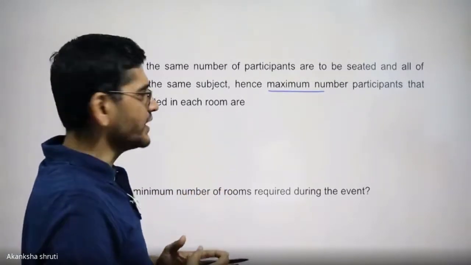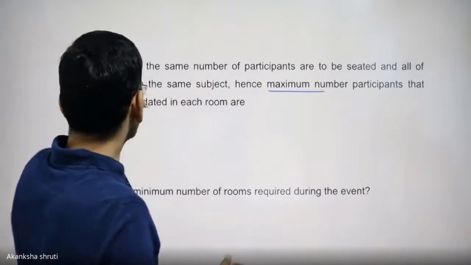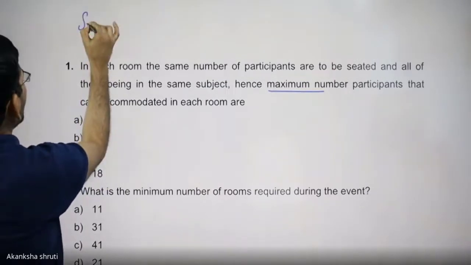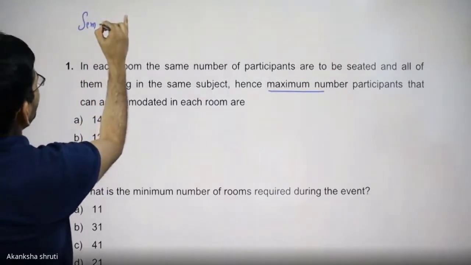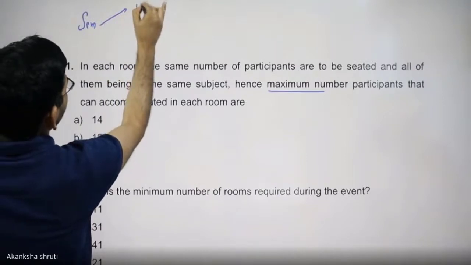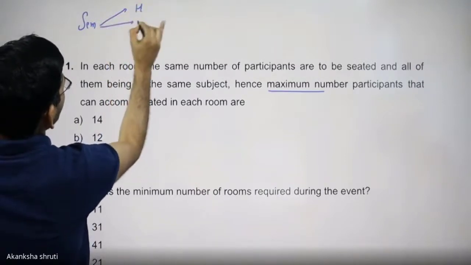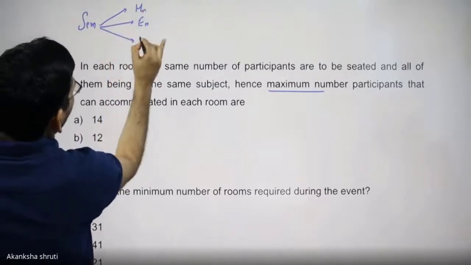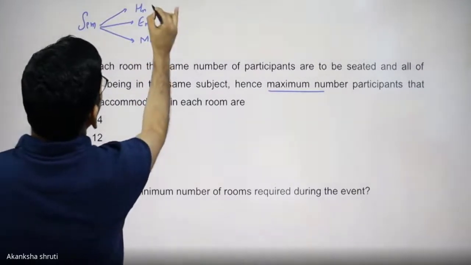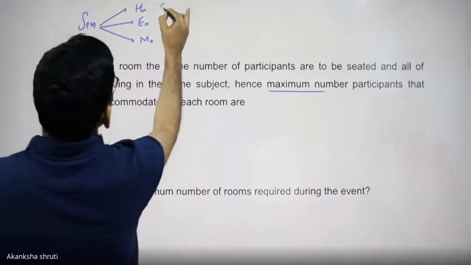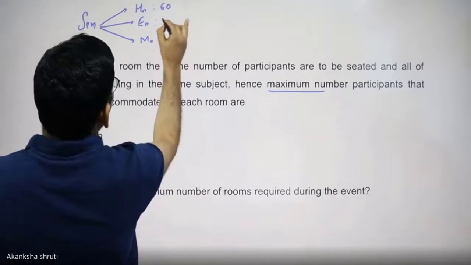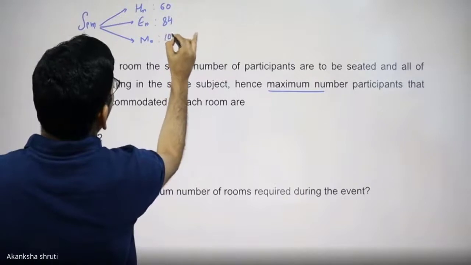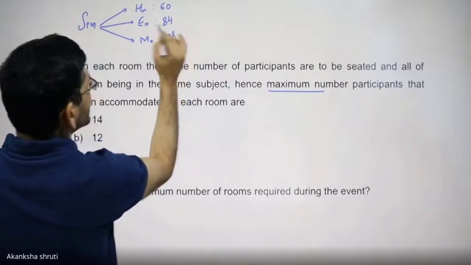What is to be calculated? So understand the data given. Read the question once again. Here we have a seminar. In this seminar, there are three categories of participants. One is Hindi, another one is English, another one is mathematics. For Hindi, there are 60 participants. For English, there are 84 participants. And for maths, there are 108 participants. These are the data given.